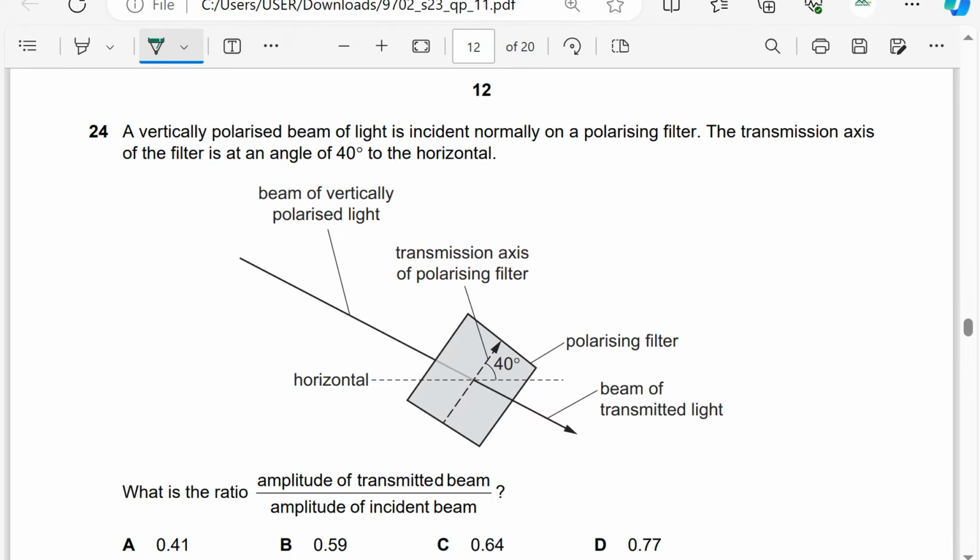Okay, so a vertically polarized beam of light is incident normally on a polarizing filter. It is incident at 90 degrees. The transmission axis of the filter is at an angle of 40 degrees to the horizontal. I need the angle between the transmitted beam and the horizontal. So I need this angle here, and if this is 90 degrees and this is 90, this angle is going to be 50 degrees.